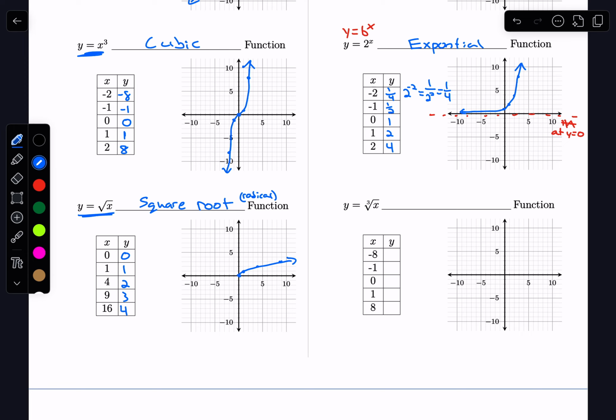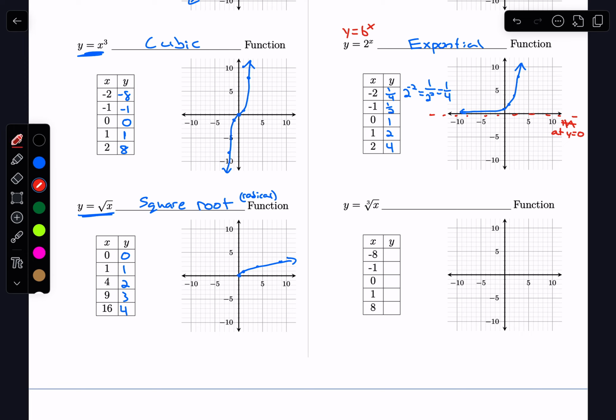So the next number we'd have to plug in for a perfect square would be 25, and then 36, and then 49, and then 64. And notice those numbers are getting farther and farther apart. So to go up 1 on the y-axis, it gets harder and harder. You've got to plug in really big numbers eventually.